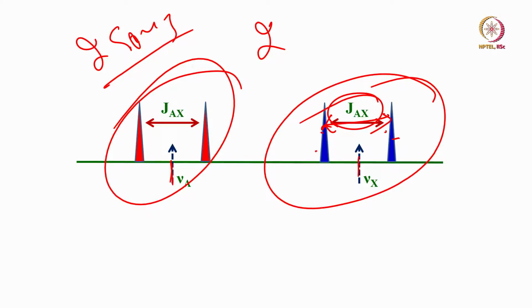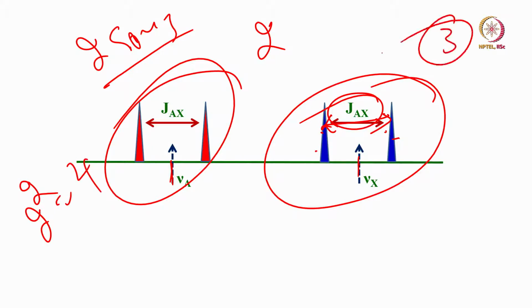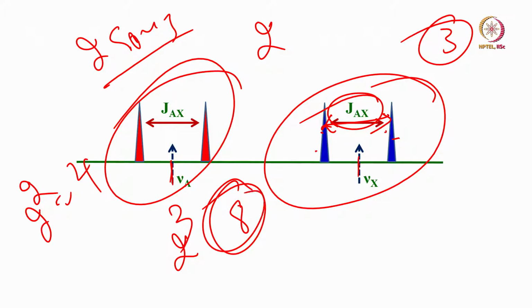Now you may ask me why 2, if I take 3 what will happen? When there are 2 spins you get 4, it is 2 squared, which is 4. When there are 3 spins, it will be 2 cubed, that will be 8 transitions you can think of. So there are 8 possible energy states, and you can find out how many transitions are allowed or not based on the selection rule.